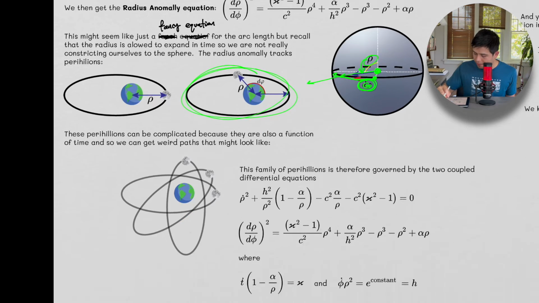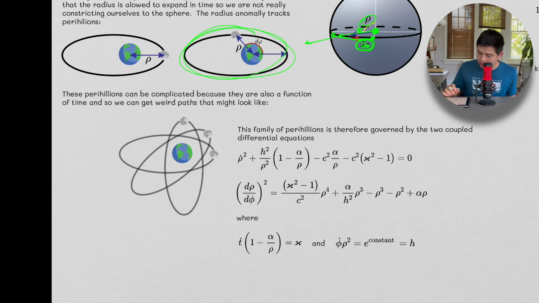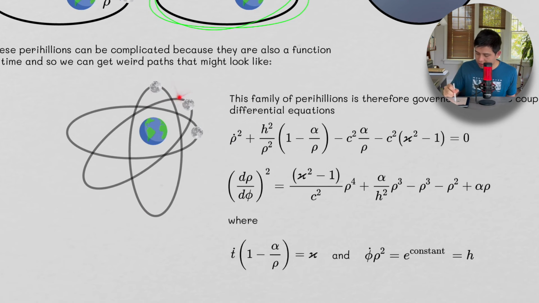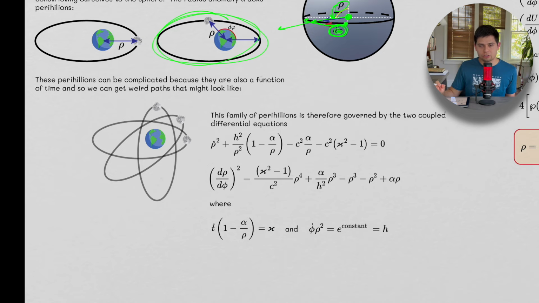All right. So these perihelions can be complicated because they're also a function of time, right? And so we can get weird paths that might look like this, maybe. So we have the weird perihelions that go like this. The moon might be going in this way, and then in this way, and then in this way, and then that whole thing could rotate in some weird way as a function of time also.